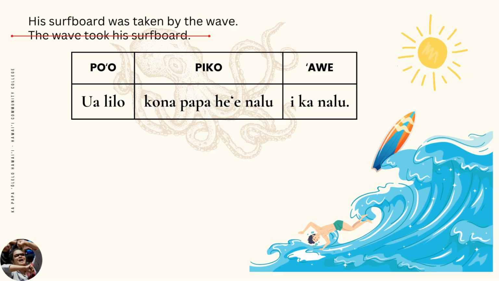Let's look at the wave. The wave is what caused the action, so we use I or ya to mark it. English does not matter when using ʻAʻano. I could have said, his surfboard was taken by the wave, because of the wave, from the wave, due to the wave, but the Hawaiian translation will still be I ka nalu.